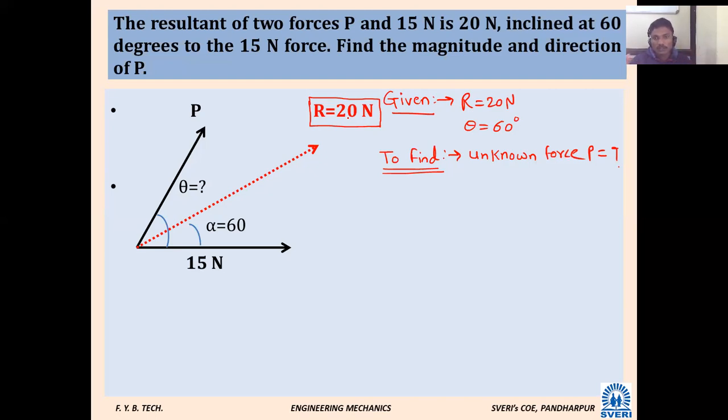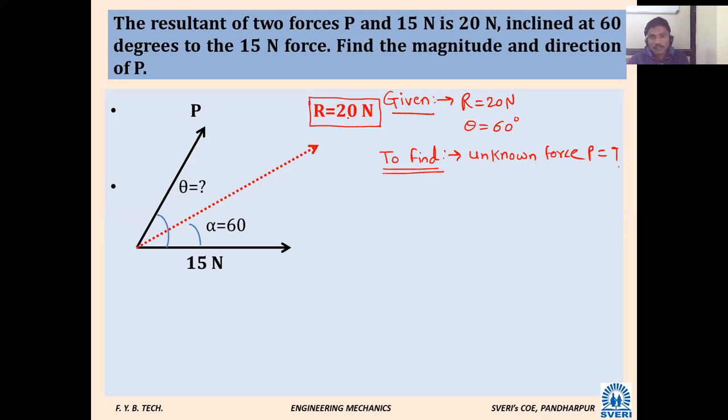Means in short, in algebraic manner, I will take 15 plus P is equal to 20. Actually, it is not exactly, but I'm just telling algebraically. It is something like this. So there are two forces. Now here, simple logic you have to apply. What is resultant?